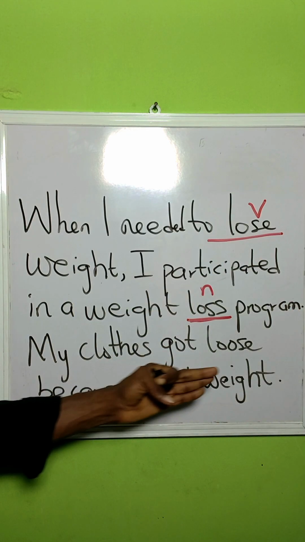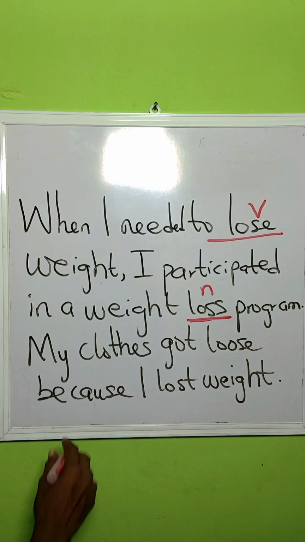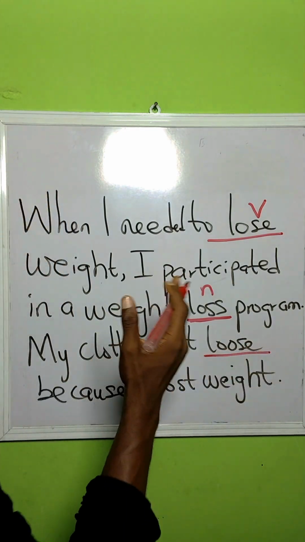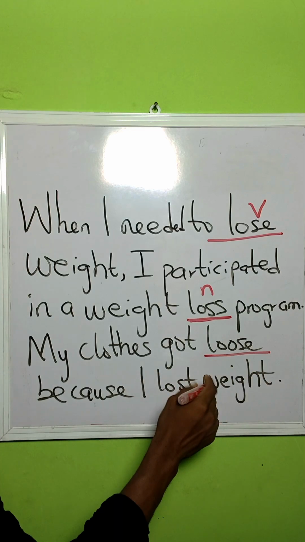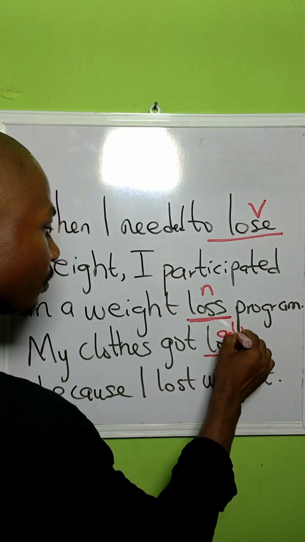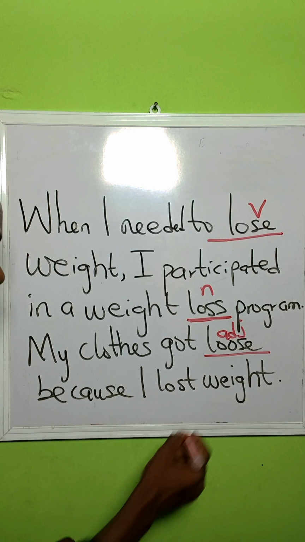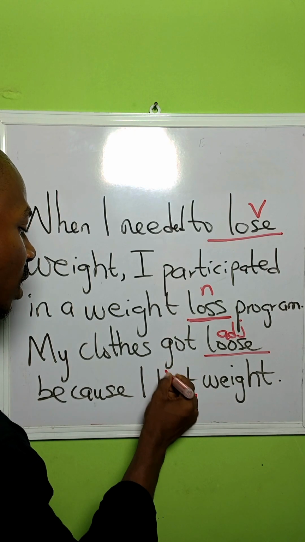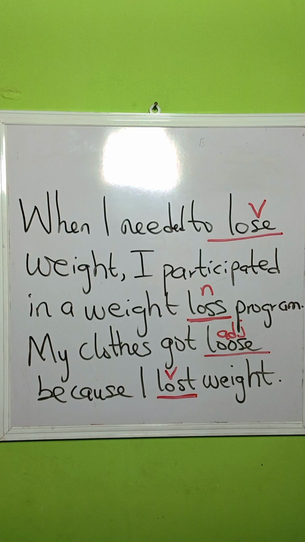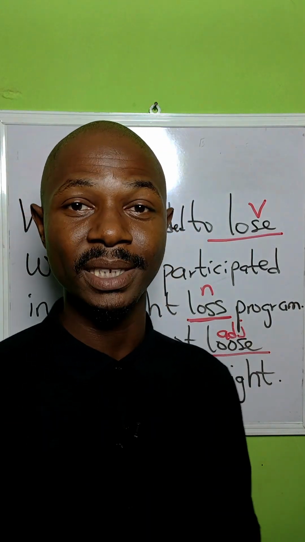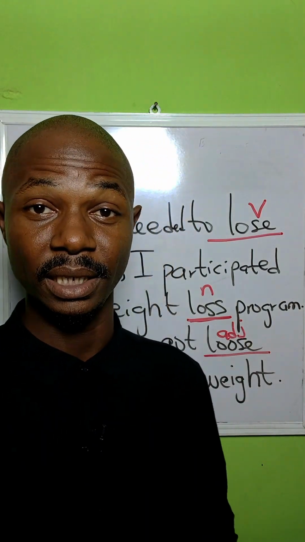My clothes got loose. My clothes got what? Loose. This is an adjective. My clothes got loose because I lost weight. Lost is the verb. I hope this is clear, and I hope you understood. Let me know in the comments if this lesson is clear.